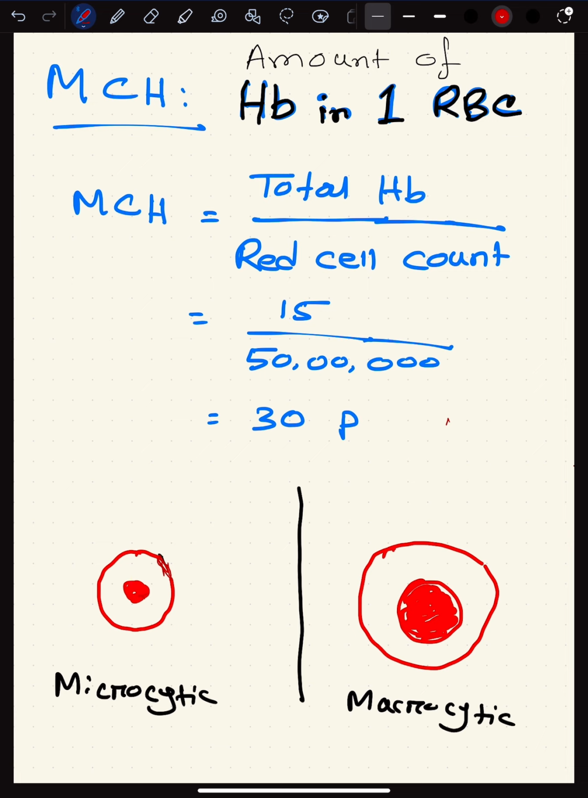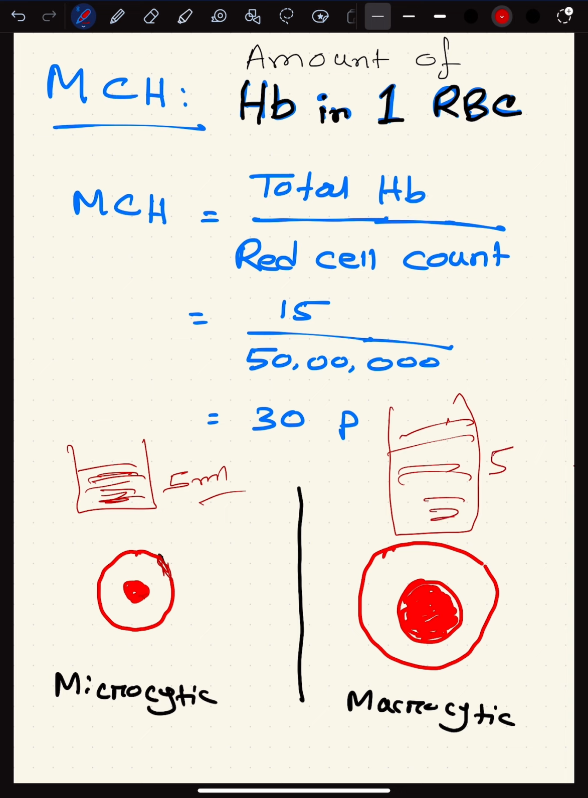Mean corpuscular hemoglobin. What does it mean? It is the amount of hemoglobin in a single RBC. Let's just assume that you have a bottle and the bottle contains water. If you have a small bottle like this one, it can contain 5 ml of water. If you have a big bottle, it will contain more water. Assume that 50 ml. So size of the bottle matters.